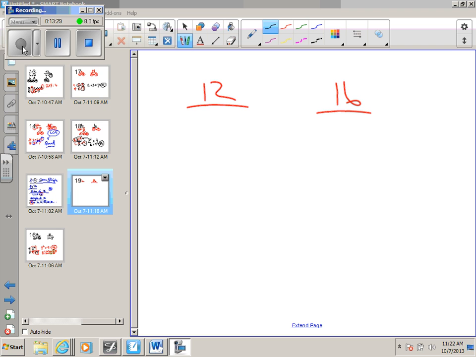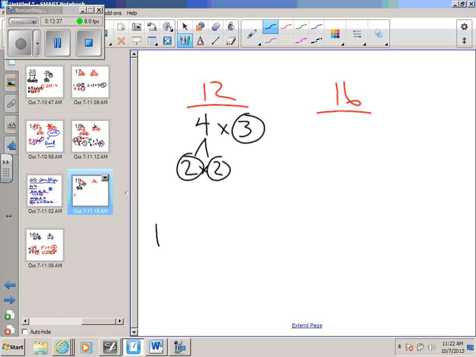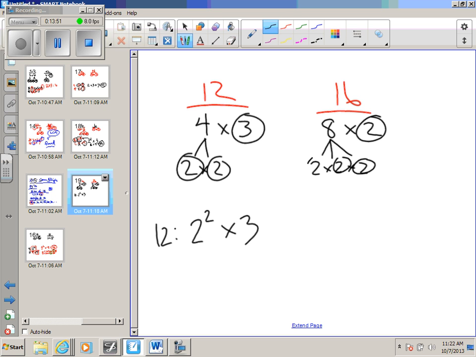Okay, here we go. 12 is 4 times 3. So 2 to the 2nd power times the 3. Well, we just did 16, right? That was 8 times 2. So 2 to the 4th power.